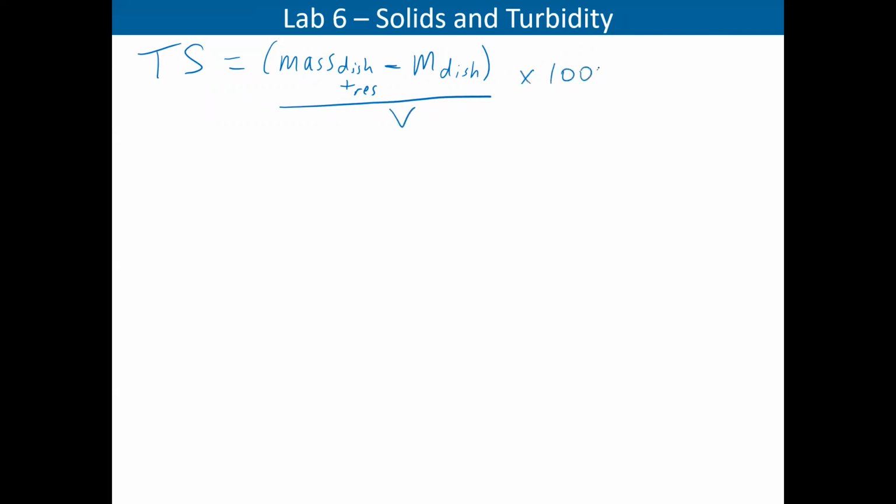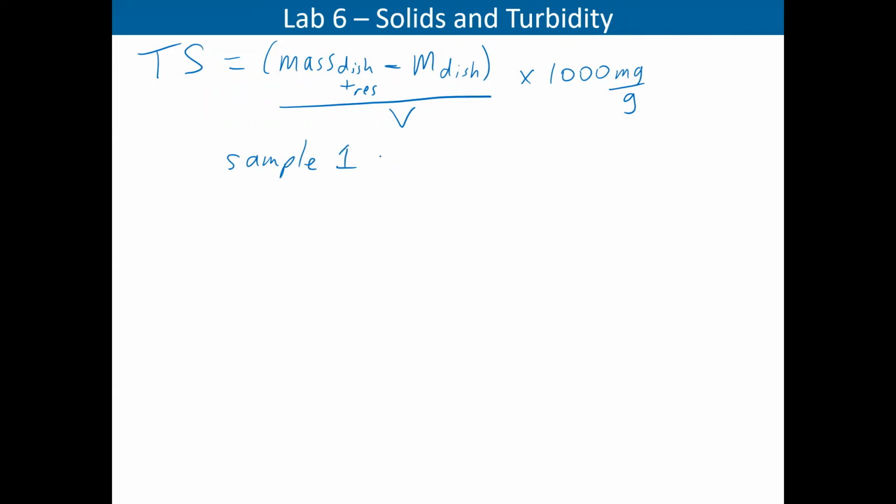Total solids is where we're drawing down the dish, remember? So total solids equals the mass of the dish plus residue minus the mass of the dish initially. We're going to divide that by our volume and multiply by 1,000 because we want to get milligrams. In this case, there were 2 samples, so I'm just going to do sample 1 for you.